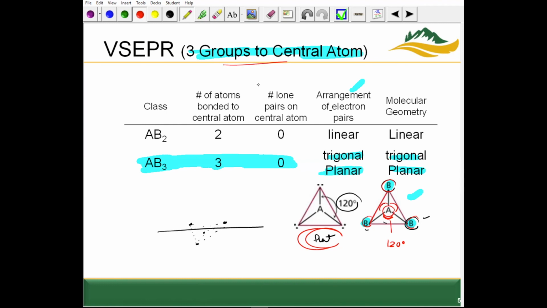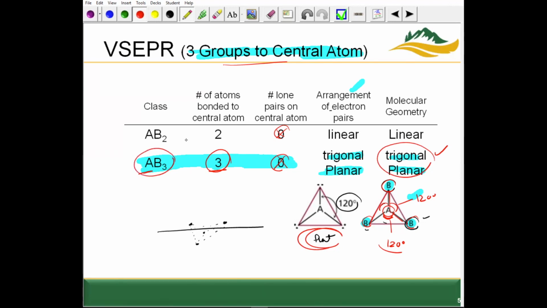So 3 groups to the central atom, 3 bonds to be particular, no lone pairs yet, notice that. We will eventually see where we have lone pairs. At this point, we're just looking at 3 bonds to the central atom A. We call this trigonal planar. This structure is flat. This is 360 degrees divided by 3 because we have a flat triangle here. So this is 120 degrees. This bond to this bond are separated by 120 degrees for trigonal planar molecular geometry.